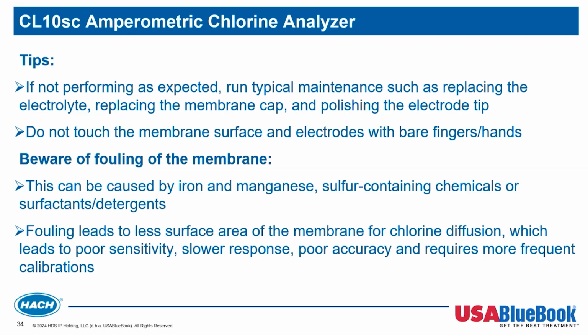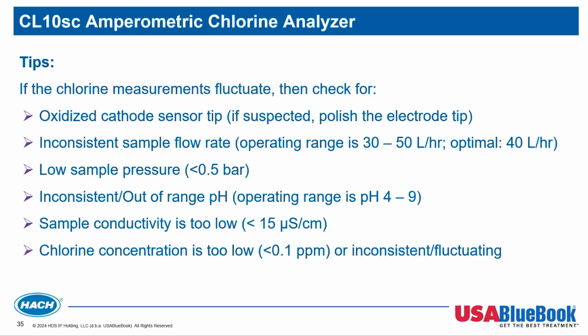And we can have fouling that occurs of the membrane. This can be caused from anything from iron and manganese to sulfur-containing chemicals or surfactants and detergents. The nice thing is if you're worried about fouling of your membrane or at least the cap, go ahead and try to replace that cap and see if we can get some improved results, again, after some preventative maintenance.